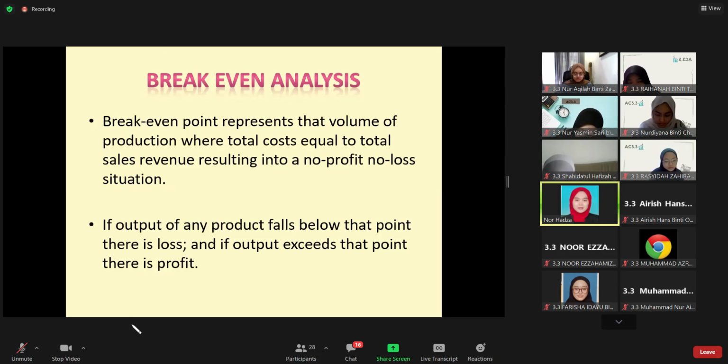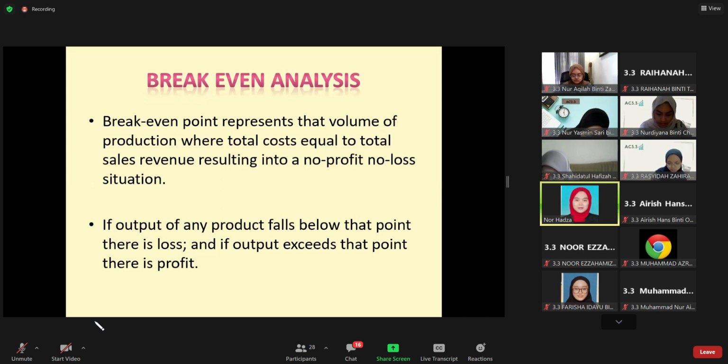One of the analyses that we do in CVP analysis is to calculate the break-even point. This is the main analysis in CVP analysis. The main objective is to calculate the break-even point, and from there we can further analyze by looking at sales price, by looking at the quantity, by looking at the fixed cost. We would like to see the impact. So the first thing that we would like to know is the break-even analysis.